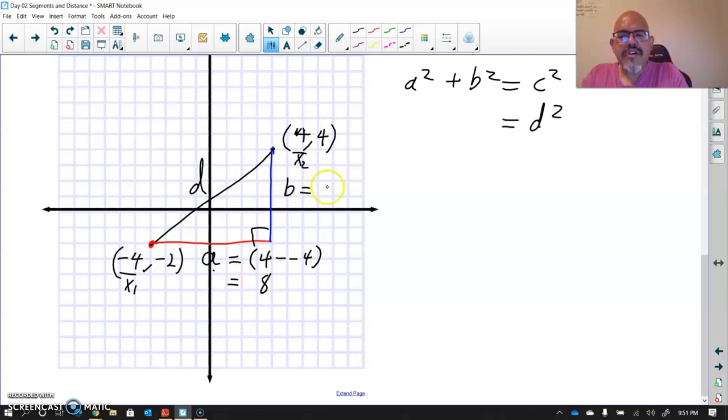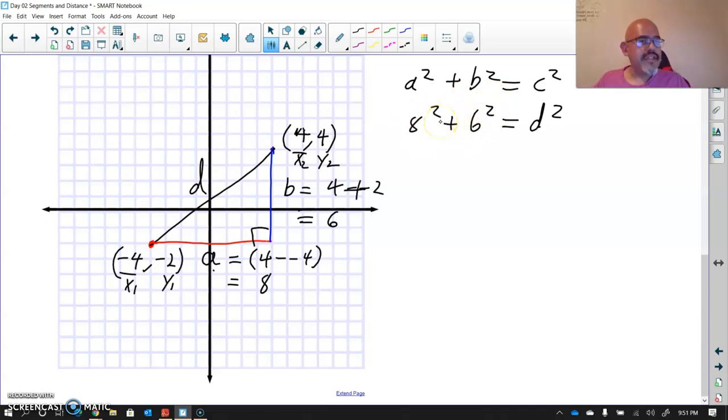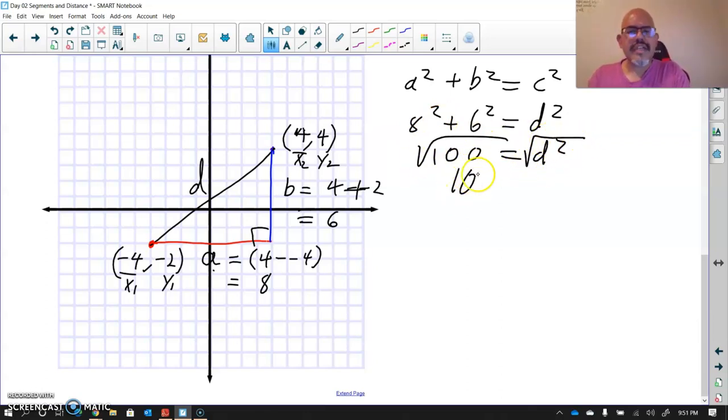And this becomes our y, so we have our y1 right here, and y2 over here on this one. So this is going to become 4 minus negative 2, which gives us, well, that's a positive, which gives us 6. So this would become 6 squared plus 8 squared. Oh, wait a minute, it's the exact same thing as the problem above. Take the square root, that's 10, equal to D.